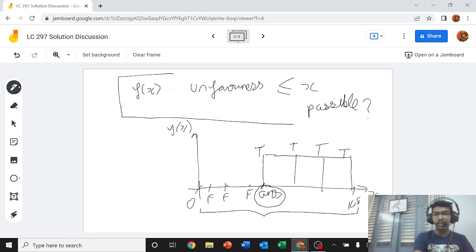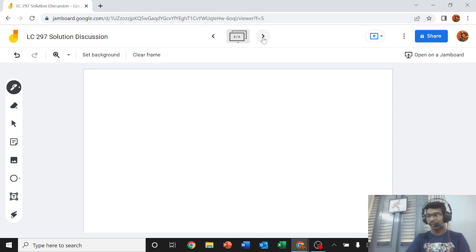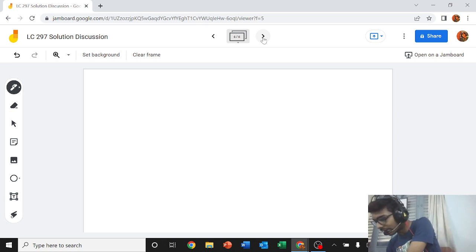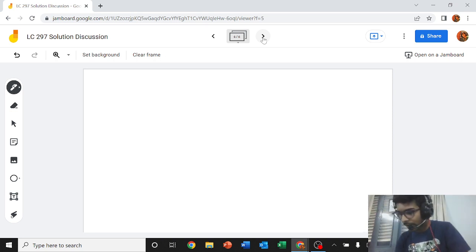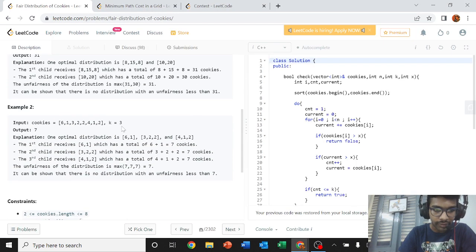How do we, given x, check whether the unfairness value less than or equal to x is possible or not? Let me explain this to you with a test case. Just give me a second. Let's consider a test case given in the question itself.